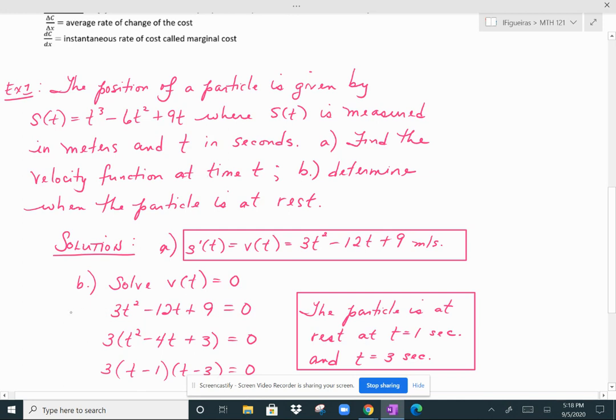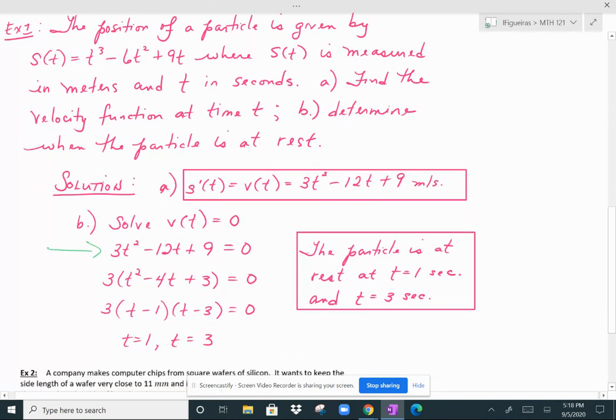So here is our velocity function that we found in part A. We set it equal to 0. It's got a common factor of 3, so I factored that out. I'm left with t squared minus 4t plus 3, that's factorable, so I get 3 times t minus 1 times t minus 3, which means I have two solutions to this equation, 1 and 3. And so that means that the particle is at rest at 1 second and then again at 3 seconds.